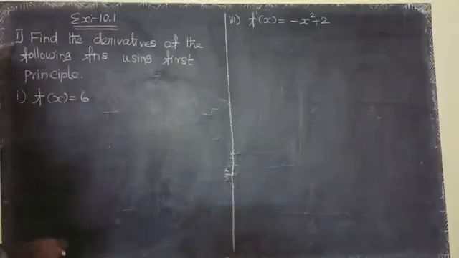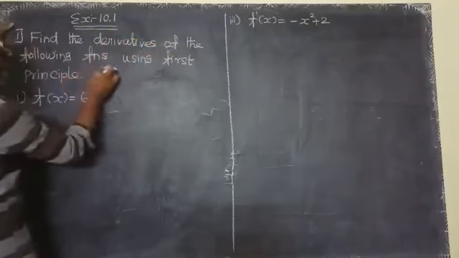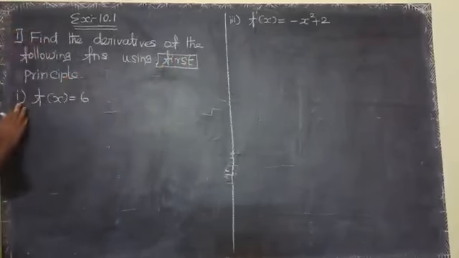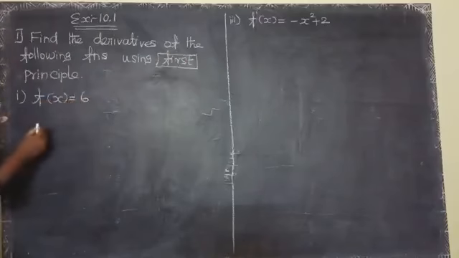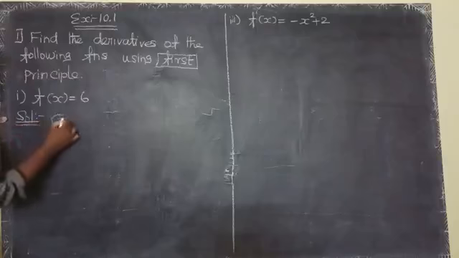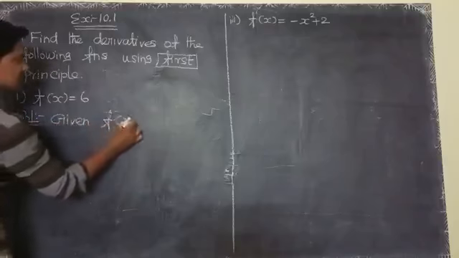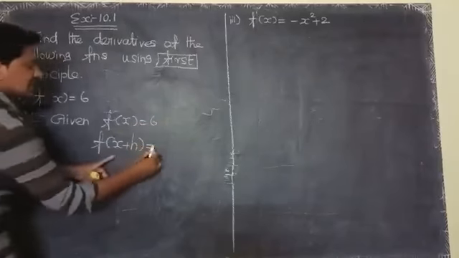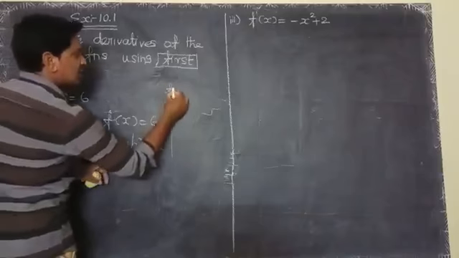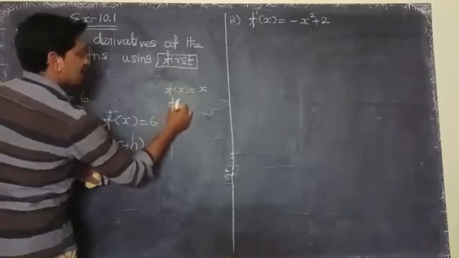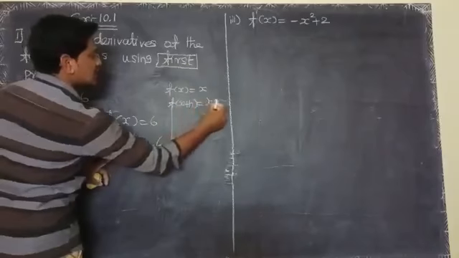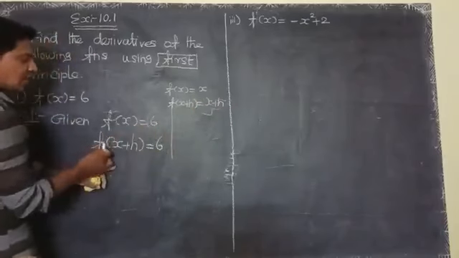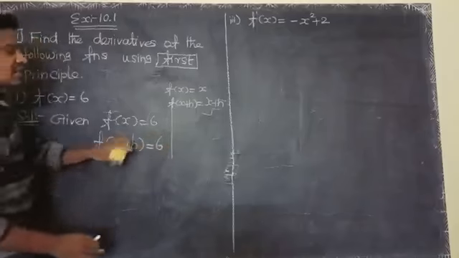Exercise 10.1, question number 1: find the derivatives of the following functions using first principle. The first subdivision: f of x equal to 6. Solution: given f of x equal to 6. Suppose f of x equal to x, then f of x plus h is x plus h. But here f of x equal to 6 is a constant function, so f of x plus h is also a constant function, that is 6.